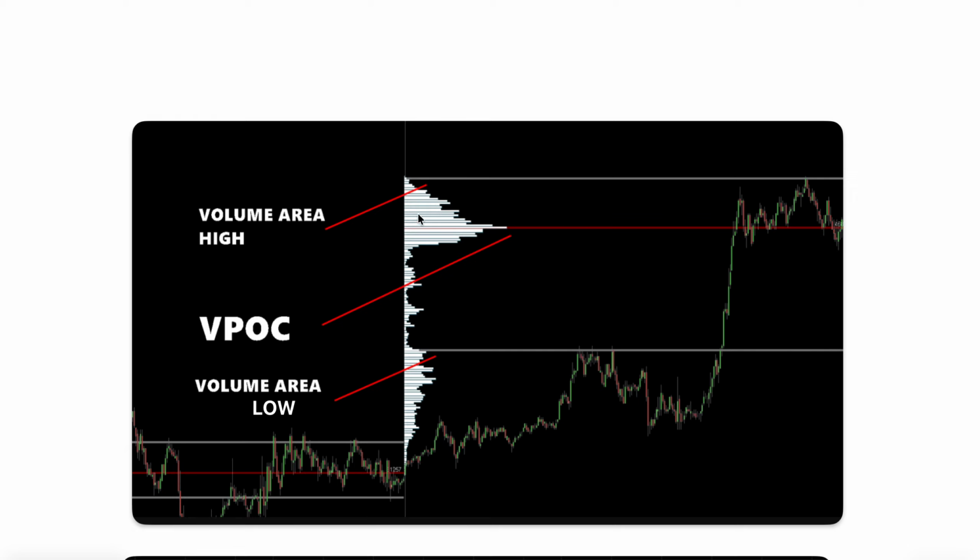For example, you can see this vertical line. This was the start of the volume profile and it ends around here. We don't know the volume of anything behind that. We only know the volume for everything to the right.